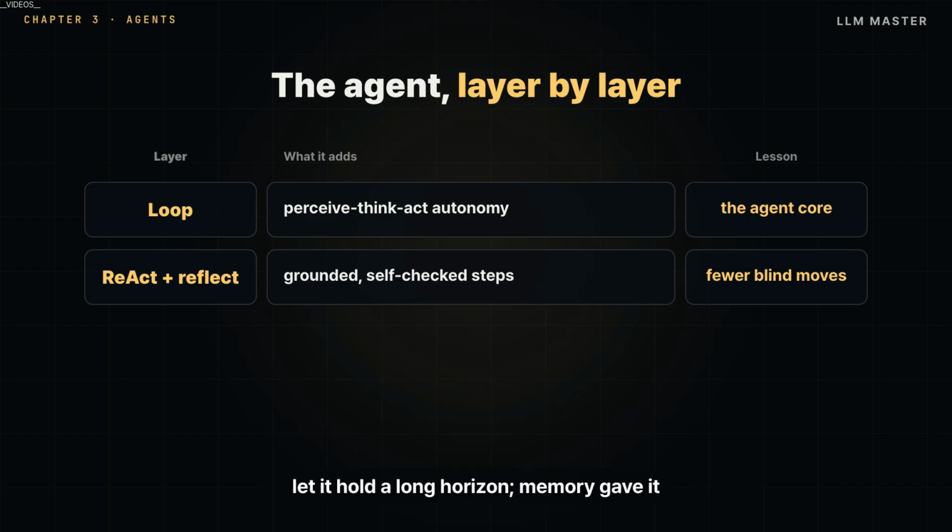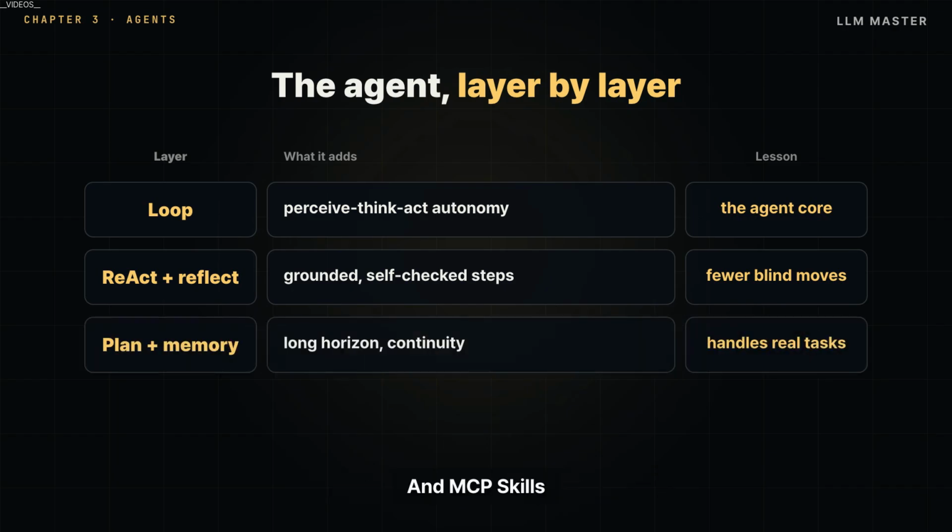Planning let it hold a long horizon. Memory gave it continuity past a single turn. And MCP, skills, and the memory tool are the shared infrastructure. The parts that let agents reuse tools and expertise instead of every team rebuilding the same glue.